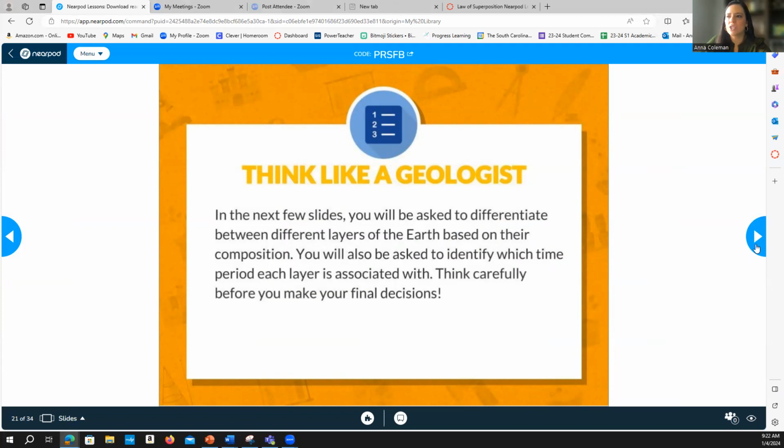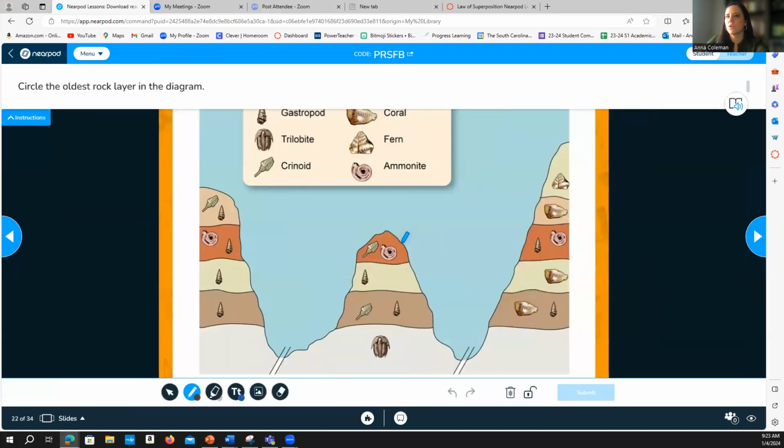In the next few slides, you will be asked to differentiate between different layers of the Earth based on their composition. You will also be asked to identify which time period each layer is associated with. So you're gonna need to observe, read the graph, and look at the different layers. Okay, so you're gonna need to slow down, look, observe, identify. All right, so let's do this one and see what you guys come up with.